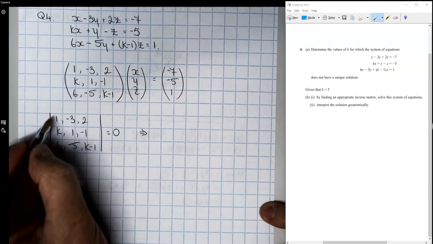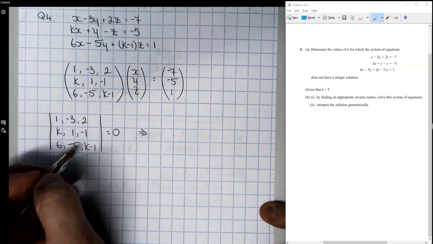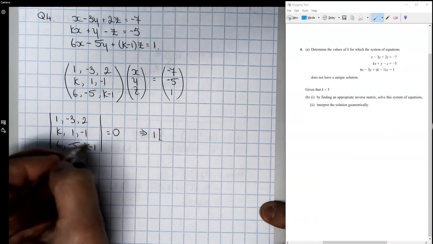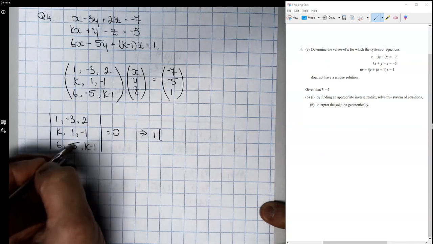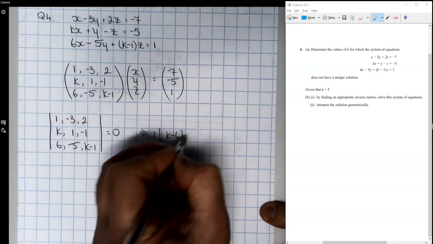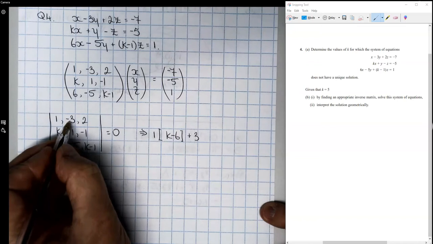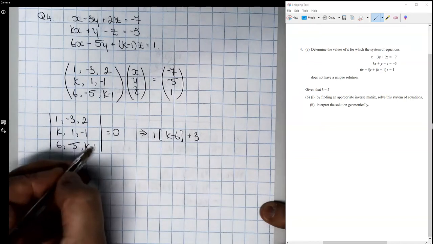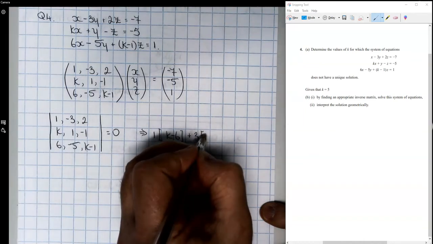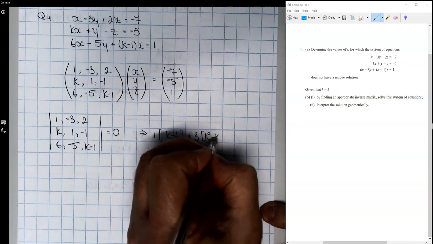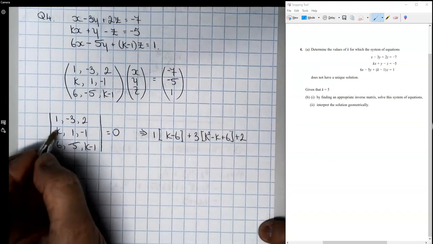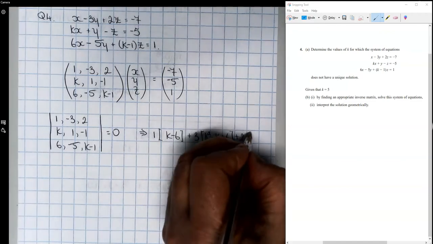So that implies we're going to do 1 times this pairing. So we get 1 times K minus 1, take away 5, so it's K minus 6, plus 3, remember the negative of that, change the sign of that, 3 lots of K squared minus K plus 6, and finally plus 2 lots of this determinant, which is minus 5K minus 6.